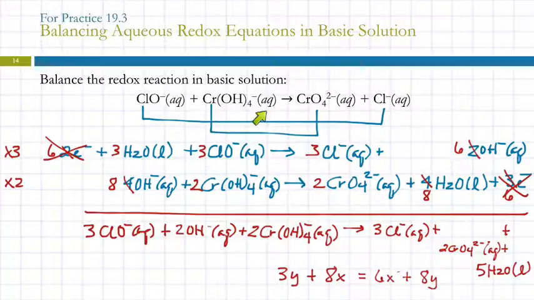This is one that would be pretty tough to balance without using the half reaction method. What's especially disturbing is that this side has hydrogens and that side doesn't have any hydrogens, and how the heck could that happen? It's because this is a net ionic equation. It's just showing the things that are involved in change in chemical reaction.